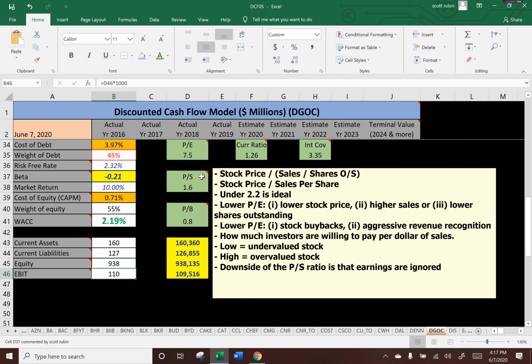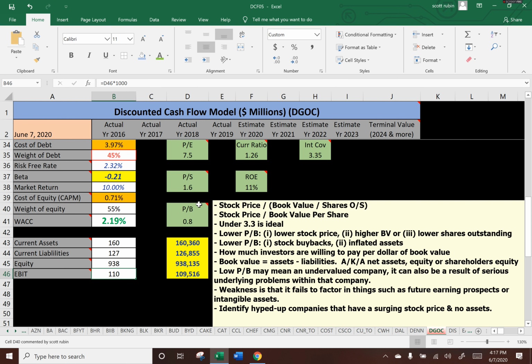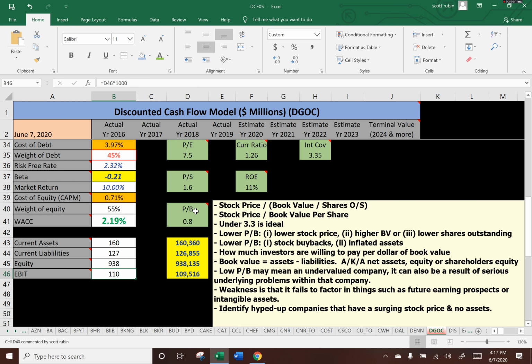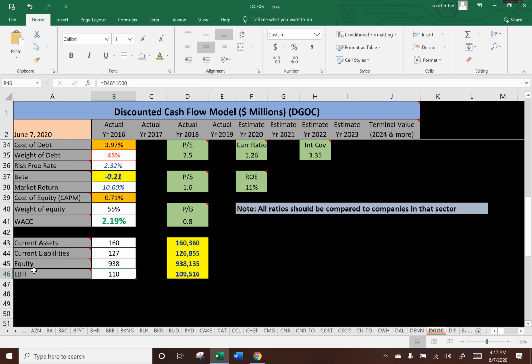Next is price to sales, stock price over sales per share. And it looks like they have a good ratio, 1.6. I like to see under 2.2. Generally, a low PS is an undervalued company. Price to book, this has a really low price to book. And I think that's just the nature of the industry. Most companies in this sector seem to have a low price to book. That's stock price over the book value per share or equity per share.